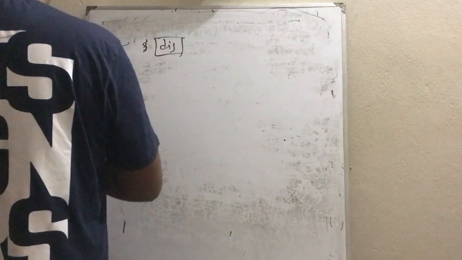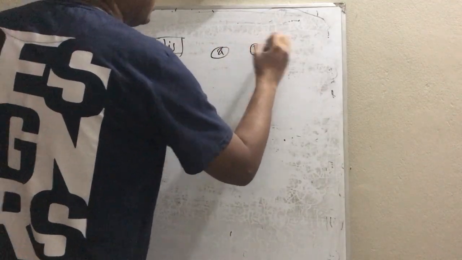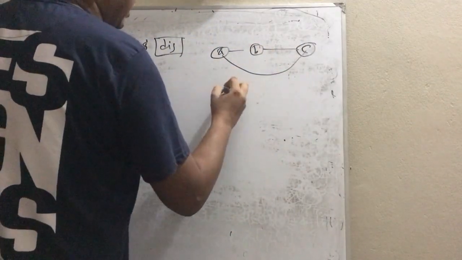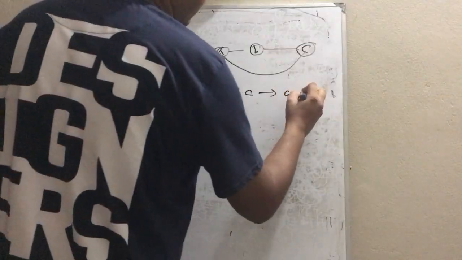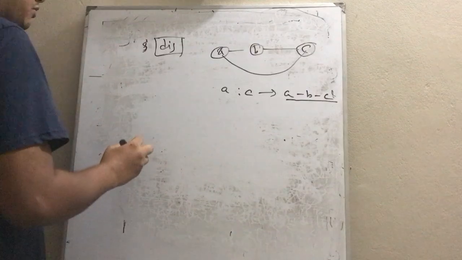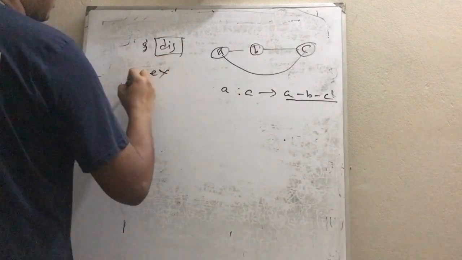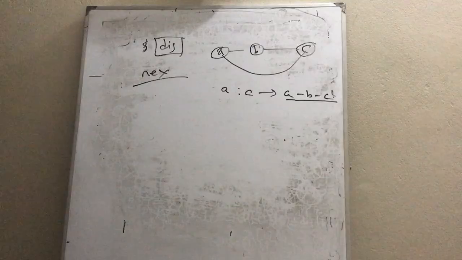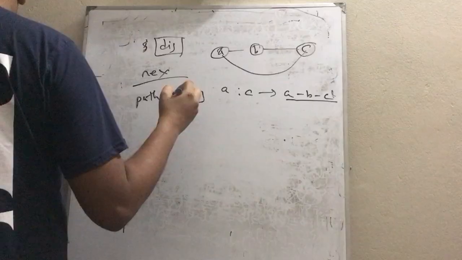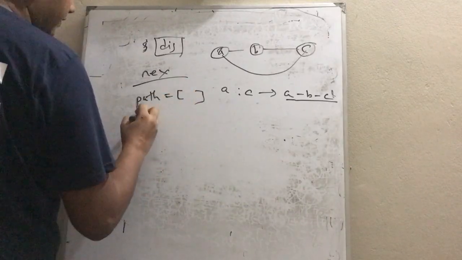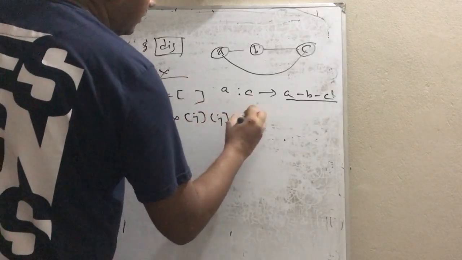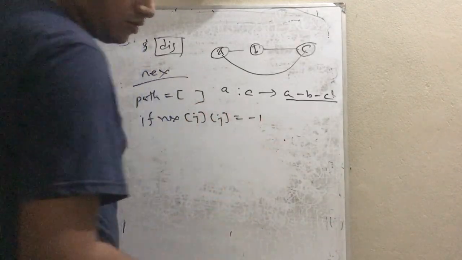Like A to B, then C. So we know A to C, the path is A, B, C. How can we print A, B, C? Okay, we use the next matrix. How to find the path from the next matrix? Initially we declare a path. If next i to j equal -1, -1 means there is no path from i to j.